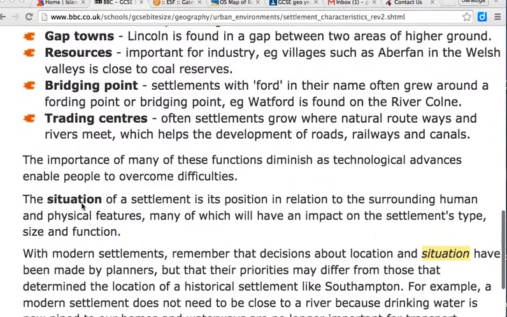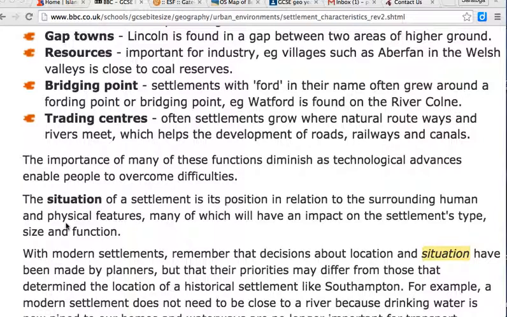So going to the situation. When you're describing the situation of a place, you need a few extra things. It's in relation to the surrounding human and physical features. So there you're going to need to talk about the physical features, the hills, the valleys, the mountains, the rivers and the sea, but also the human features as well. Things like roads and railways and the surrounding towns.